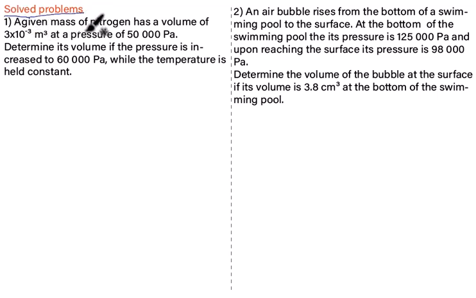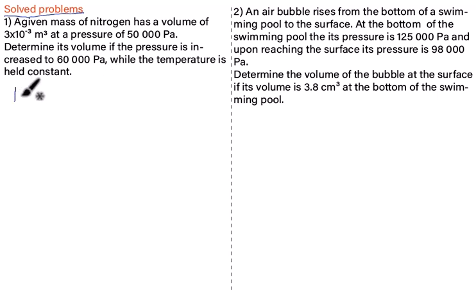A given mass of nitrogen has a volume of 3 times 10 to the power negative 3 meter cubed at a pressure of 50,000 pascals. Determine its volume if the pressure is increased to 60,000 pascals while the temperature is held constant.